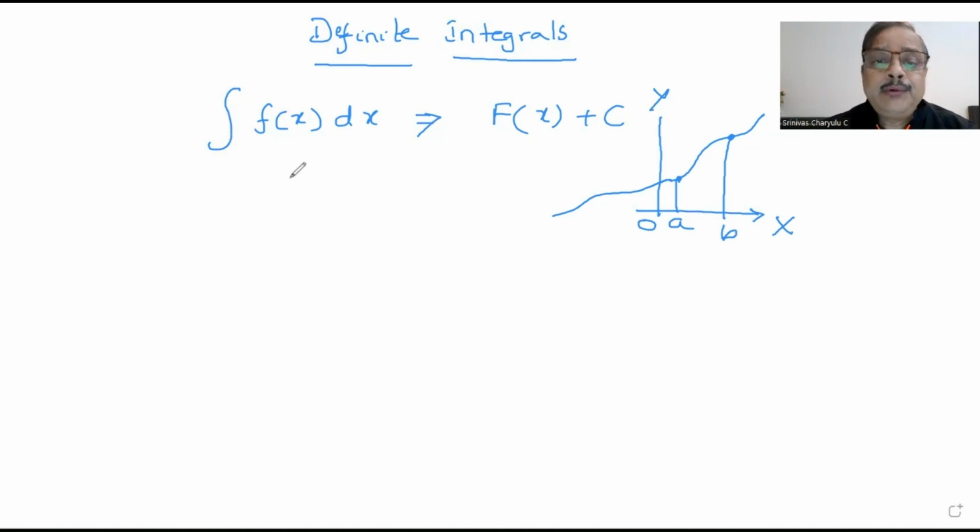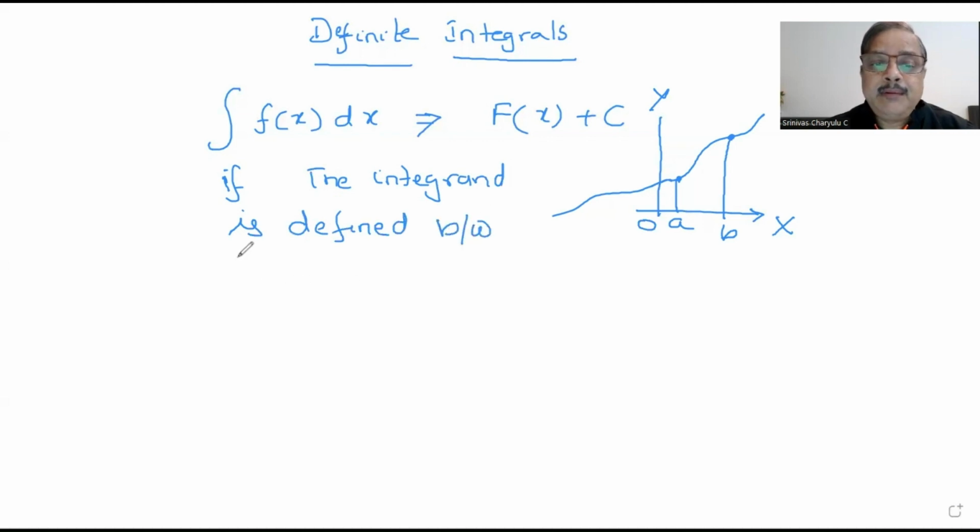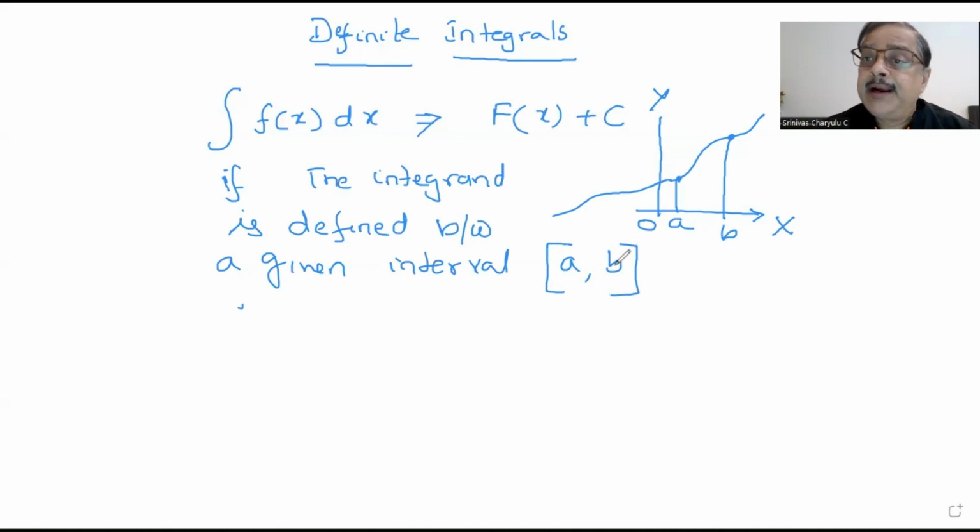Now, this is called the integrand. If the integrand is defined between a given interval, say a comma b, like this, I have closed it. Remember, this is a square bracket.